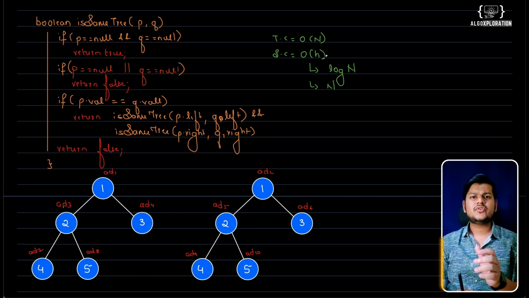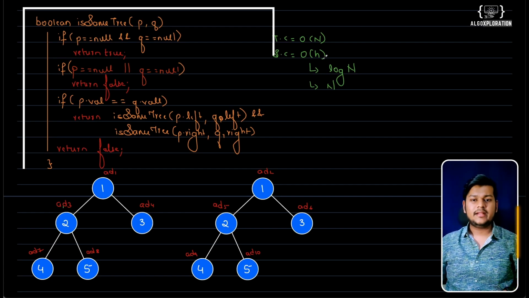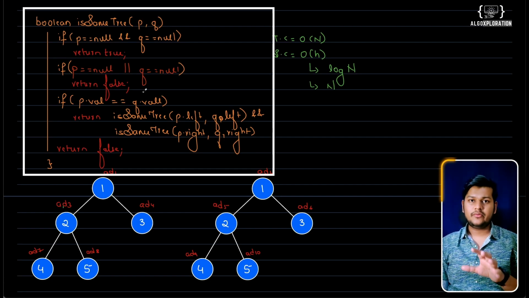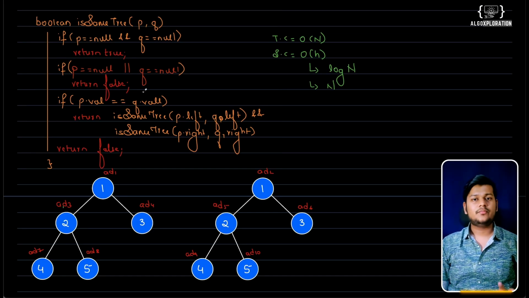Again, as usual, if you're not getting it, you can take this code and try running it by yourself. You will understand what is happening over here. So that's it, and that's how you check whether 2 binary trees are same or not.